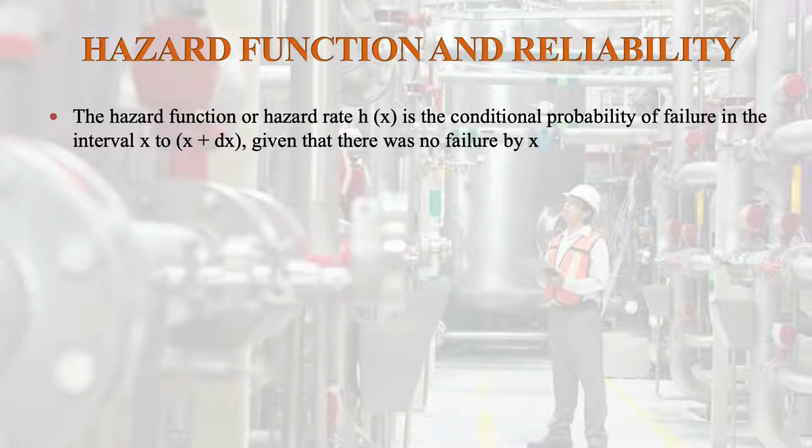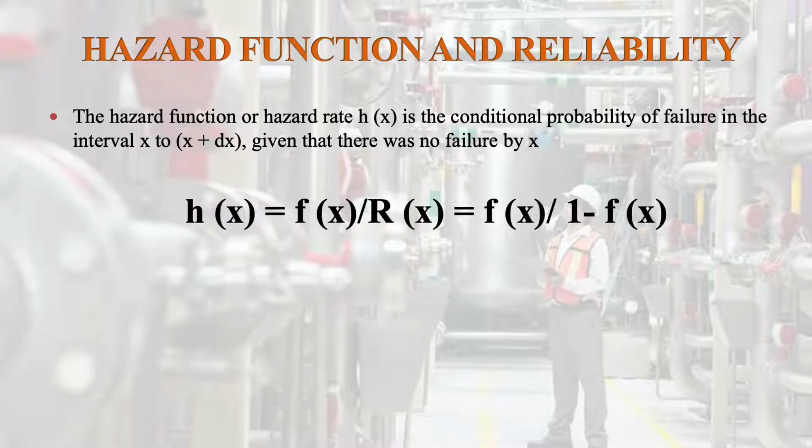Then the hazard function or hazard rate H(x) is the conditional probability of failure in the interval x to x plus dx, given that there was no failure by x. That is, H(x) is equal to f(x) by R(x), which is equal to f(x) by 1 minus F(x).